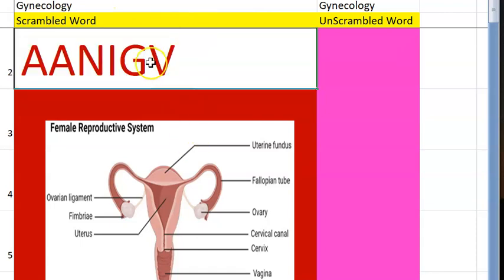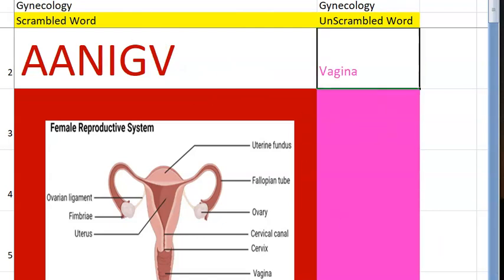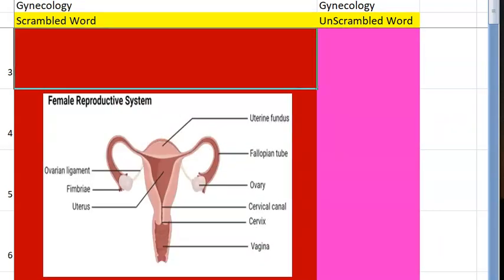Let's go to the second one. What do you think this one is? Again, a structure that you're seeing here starting with a V. Vagina. Those were very easy. So let's go to the third one.